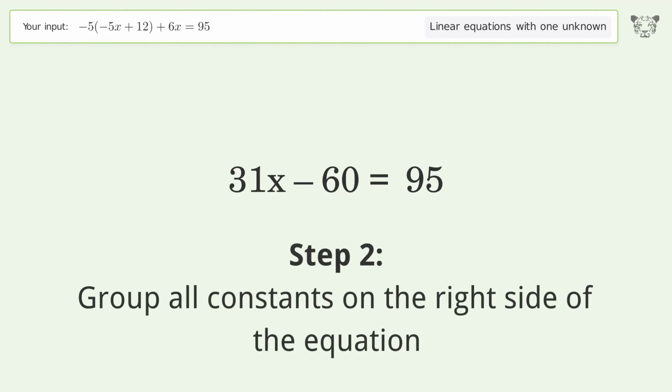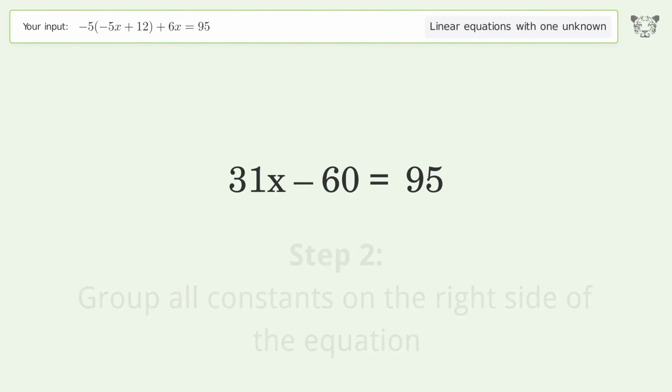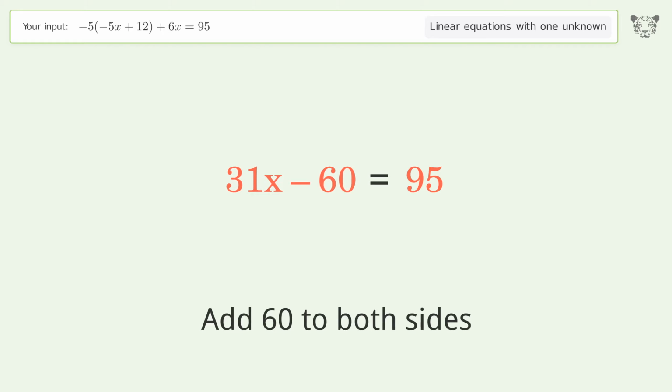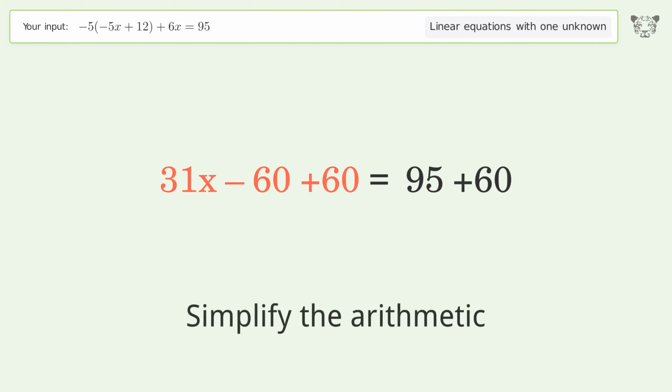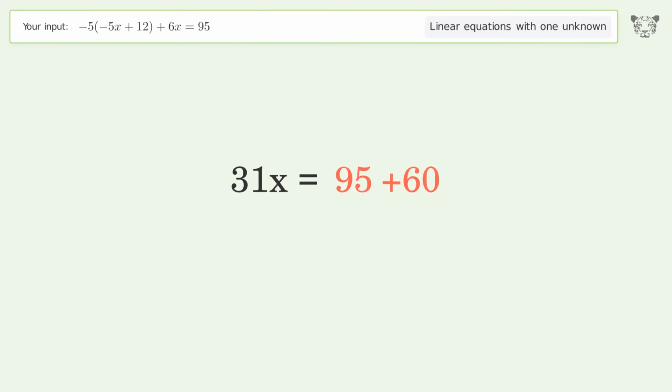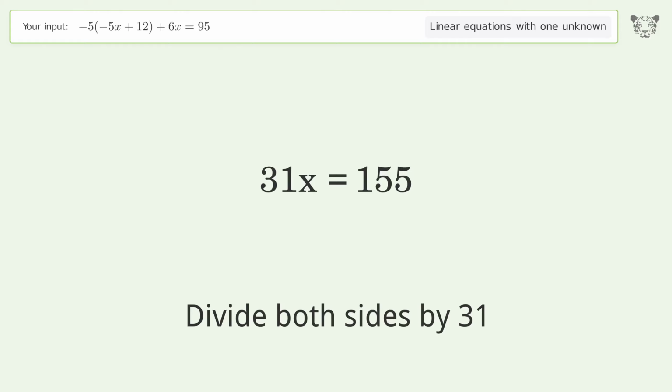Group all constants on the right side of the equation. Add 60 to both sides. Simplify the arithmetic. Isolate the x. Divide both sides by 31.